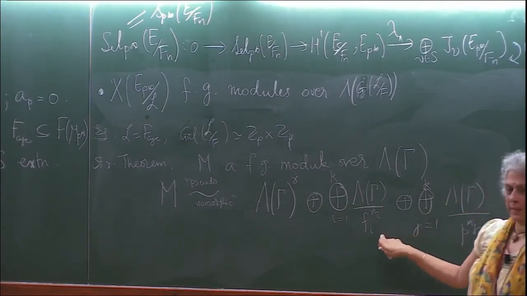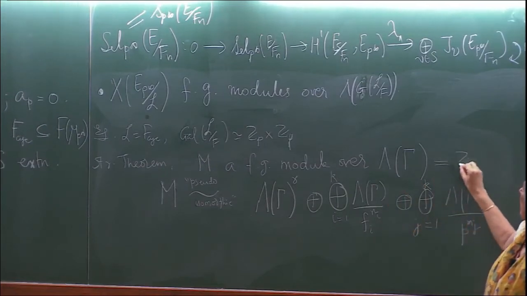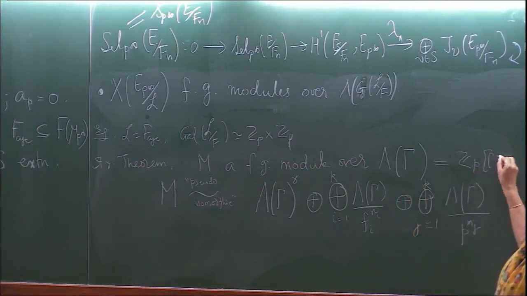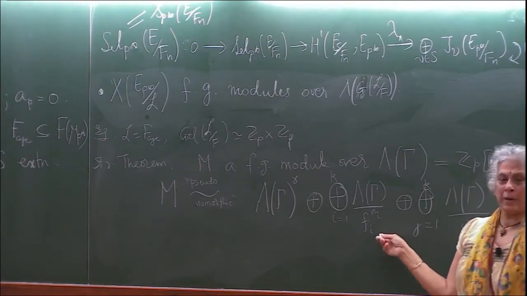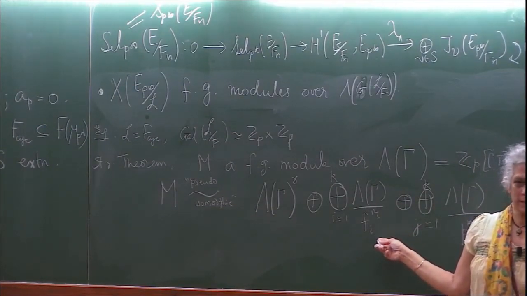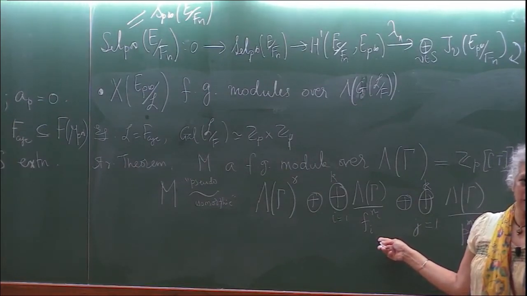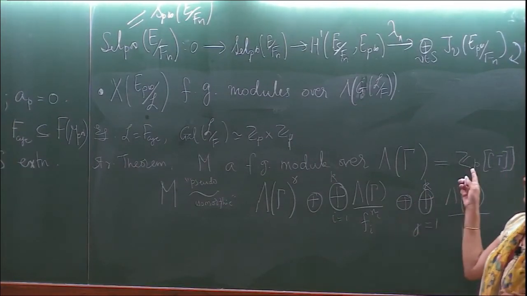So what are these f_i's? Remember this Lambda of Gamma is Z_p double brackets T. So I can use the Weierstrass preparation theorem. These f_i's are what are called the distinguished polynomials. So these are just polynomials. You can think of them as being elements in Z_p[T].